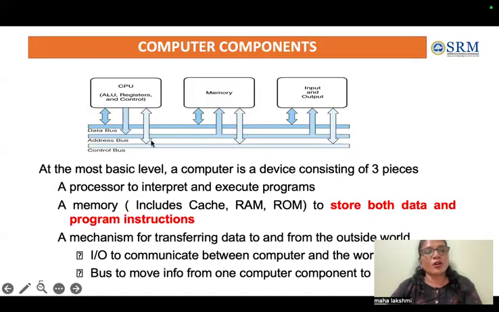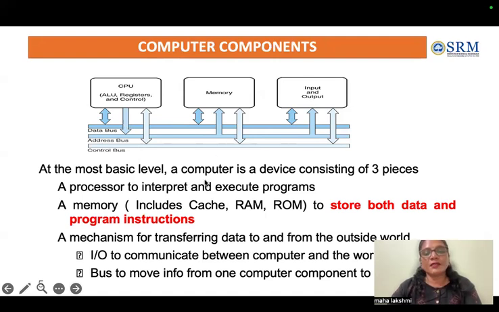If you see the computer components, these are the important main computer components as we know: CPU, memory, and I/O devices. The CPU is made up of ALUs, registers, and control units. These three components are connected by three system buses: the data bus, address bus, and control bus. The data bus is bidirectional. The address bus is unidirectional, from CPU to memory or memory to the CPU. And we also have the control bus, which is bidirectional.